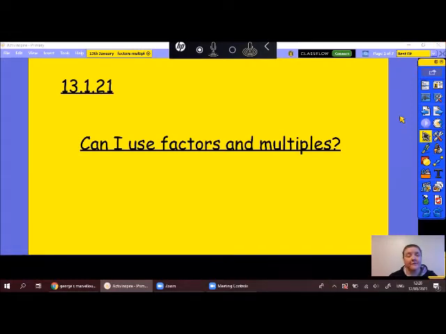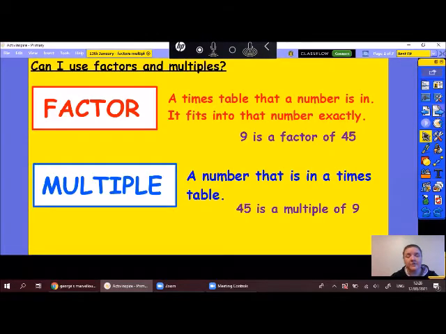Today we're going to be looking at both factors and multiples. Just as a reminder, we've got the definitions here. A factor is a times table that a number is in, so it fits into that number exactly. For example, 9 is a factor of 45. A multiple is the inverse or the opposite of that. So a multiple is a number that is in a times table. So you would say 45 is a multiple of 9 because 45 is in the 9 times table.